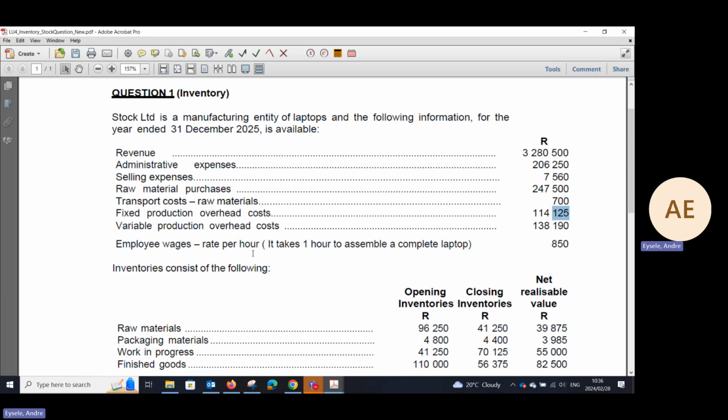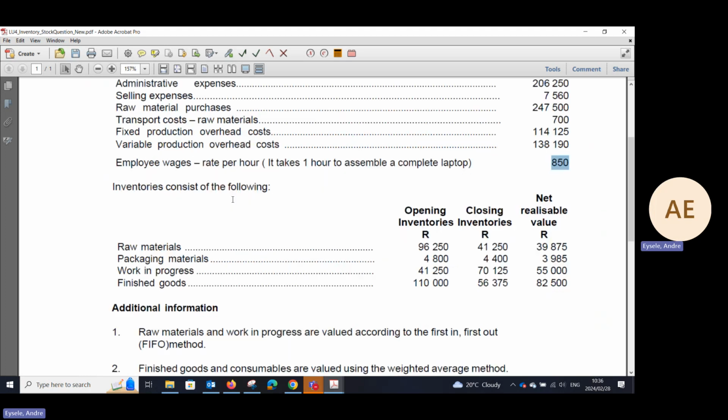The rate per hour: it takes 1 hour to assemble a complete laptop in the work in progress or assembly department, at 850 Rand per hour. Okay, so that is the rate that it takes to assemble a complete laptop. Then, colleagues, they've given you inventories that consist of the following: opening inventories, closing inventories, and net realizable value.